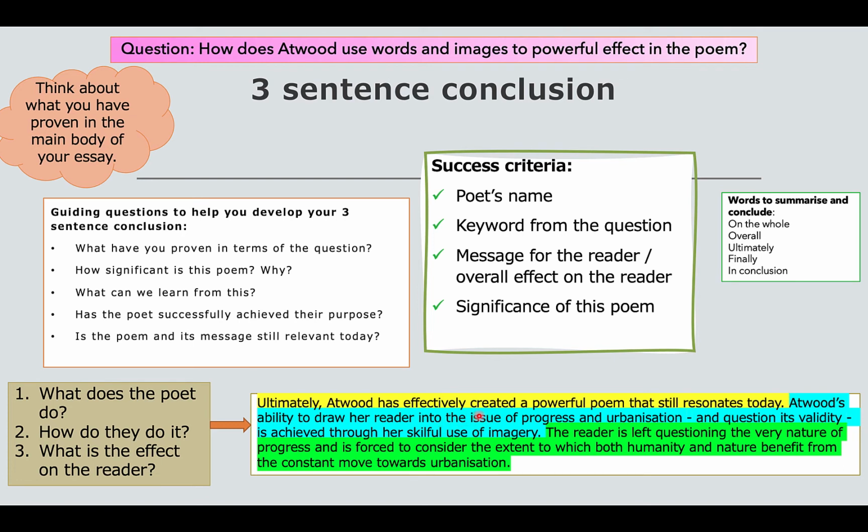And we've also incorporated the big ideas here. So she's achieved this, she's looked at these big ideas through her use of imagery, and that also links back to the question up here. And what is the effect on the reader or the audience? The reader is left questioning the very nature of progress and is forced to consider the extent to which both humanity and nature benefit from the constant move towards urbanisation. So really thinking about what we've got from this poem and its significance in our society today.